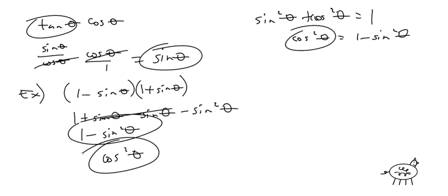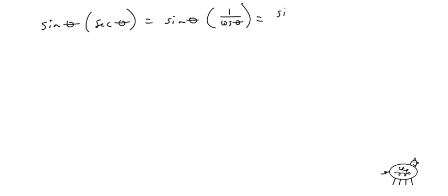Okay? And again, tomorrow, or in a day or so, you're going to be given a function, and you're going to have to prove that one side equals the other side. Okay? Let's try another example. Here we go. Sine of theta times secant of theta. Well, turn it into sines and cosines. Sine of theta times 1 over cosine of theta. That's sine of theta over cosine of theta, which is tangent of theta. That's pretty easy.